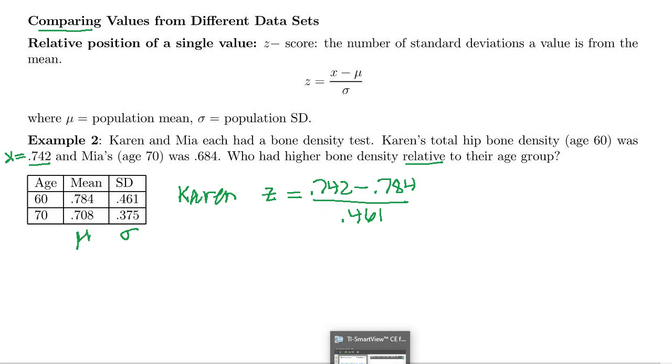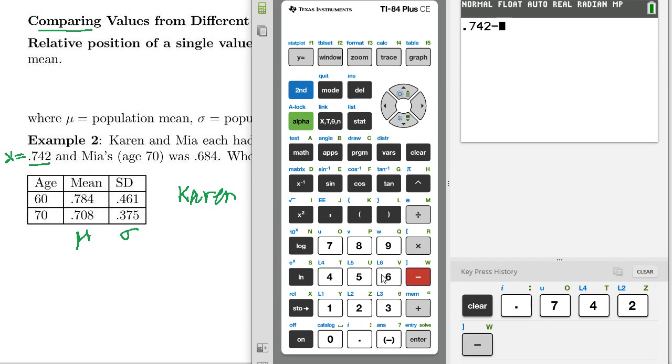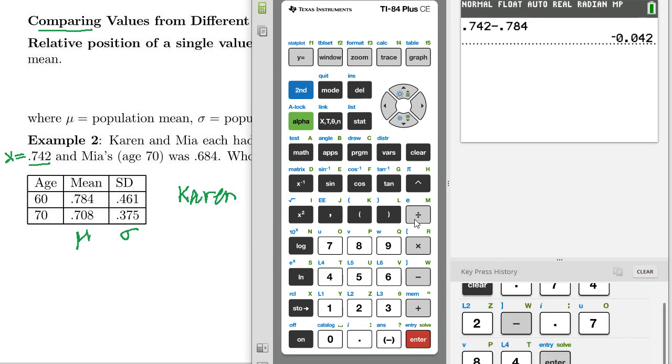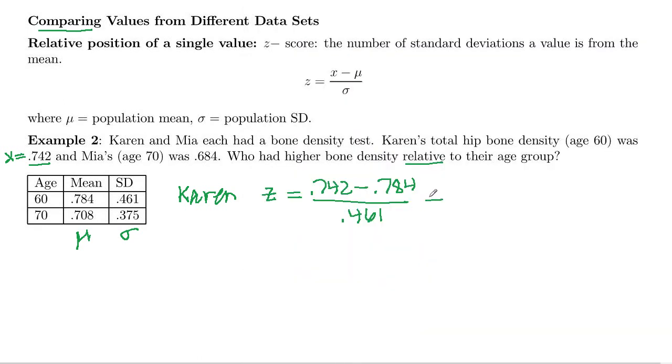Let's go ahead and compute that. 0.742 minus 0.784, and we divide by 0.461. So to two decimal places, negative 0.09. This is approximately negative 0.09. So that's almost 1/10 of a standard deviation below the mean.